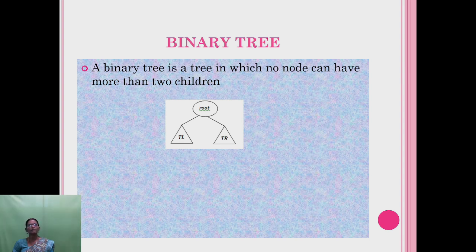Another thing is, what is a binary tree? A binary tree means no node has more than 2 children. Then you refer to it as a binary tree. For the root node, one is the left subtree and the other is the right subtree. Only 2 subtrees can be available. Then the left subtree is again classified into 2, and the right subtree is again classified into 2. This way 2 nodes are developed from each node.